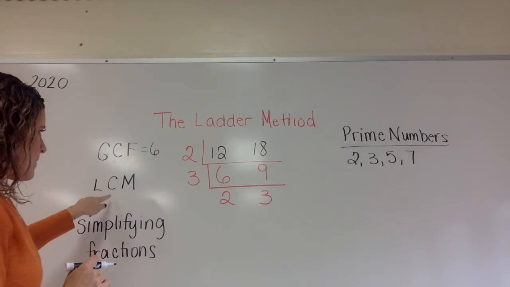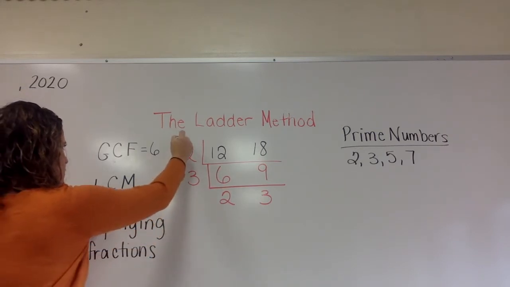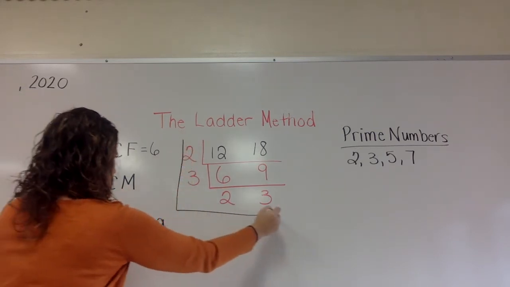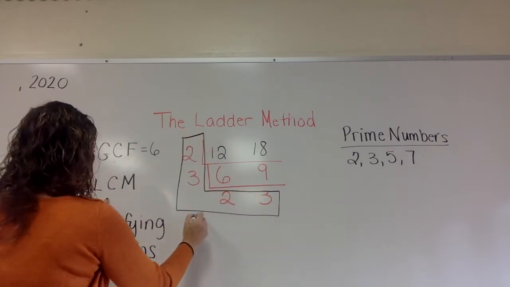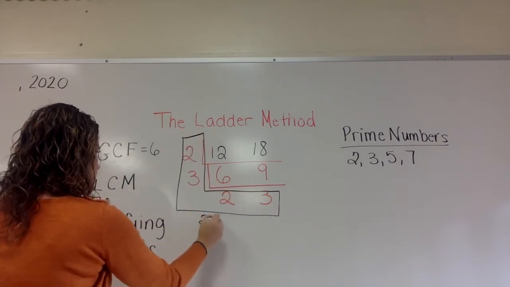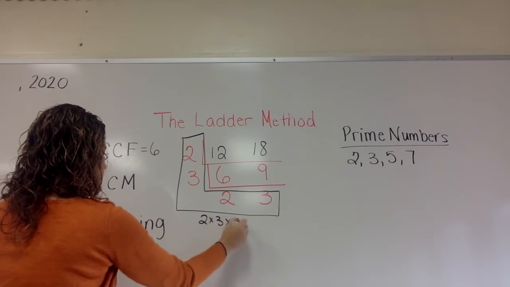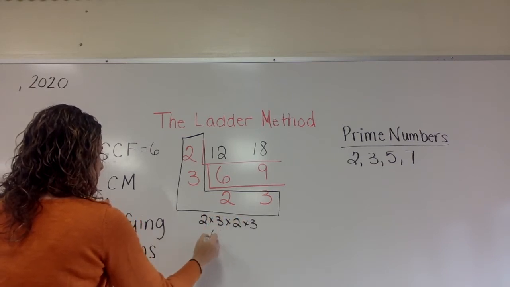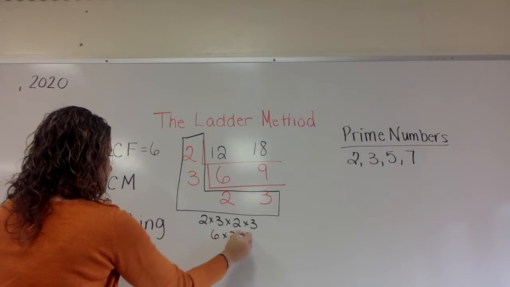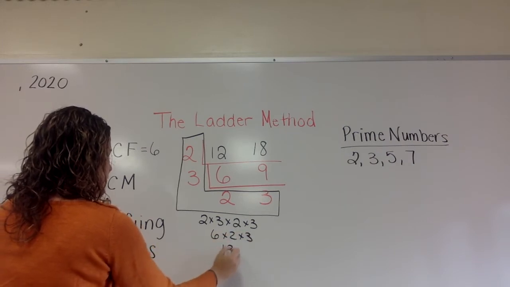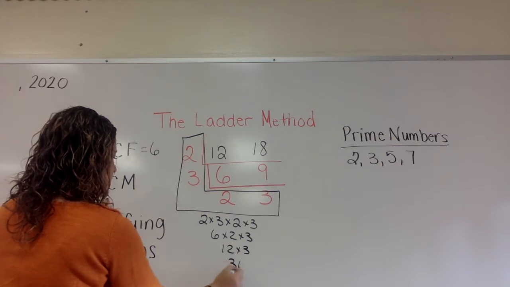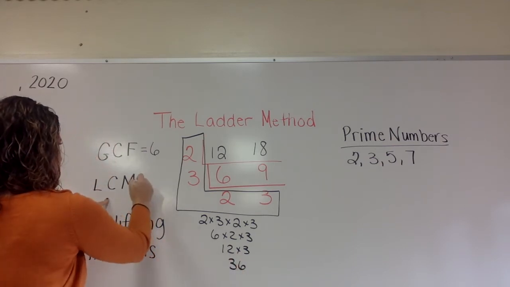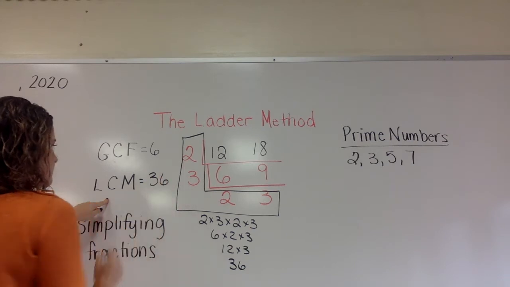The LCM, remember, we're going to multiply these outer numbers in the shape of an L. That's a way to remember it. So we're multiplying 2 times 3 times 2 times 3. 2 times 3 is 6. 6 times 2 is 12. 12 times 3 is 36. Okay, so my LCM is 36.